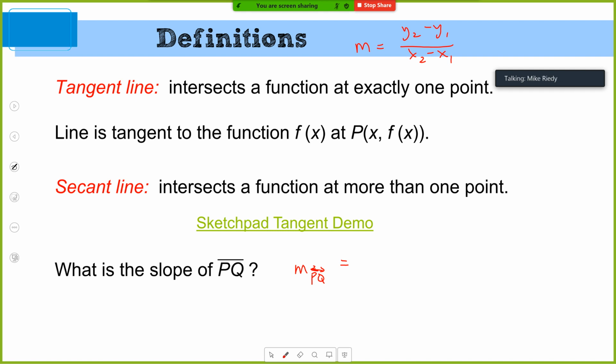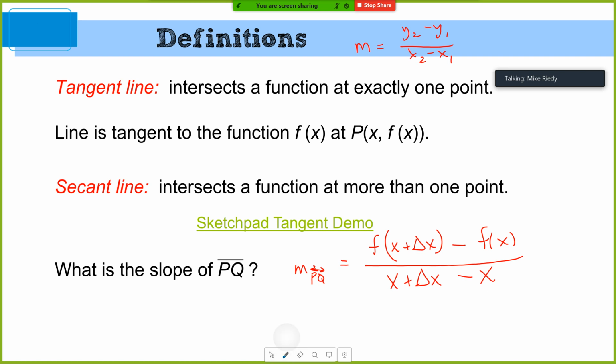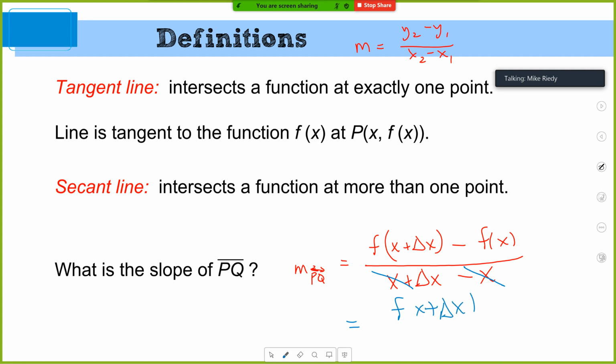Okay, slope of PQ, f of x plus delta x minus f of x over x plus delta x minus x. That's y2 minus y1 over x2 minus x1. You may have done it backwards. That's okay. Well, look at this on the bottom. So that gives us the slope being f of x plus delta x minus f of x all over delta x. And that should look familiar.